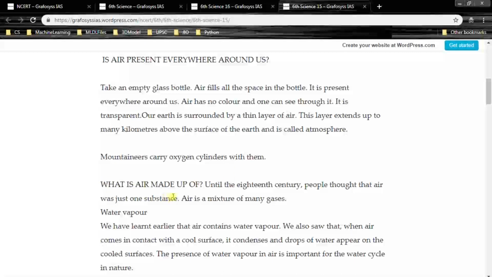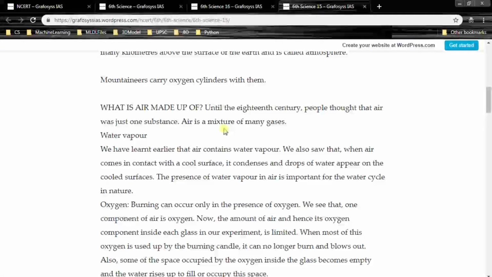What is air made up of? Until the 18th century, people thought that air was just one substance. Actually, air is a mixture of many gases: hydrogen, carbon dioxide, oxygen, nitrogen, helium, argon, etc. Water vapor. We have learned earlier that air contains water vapor.